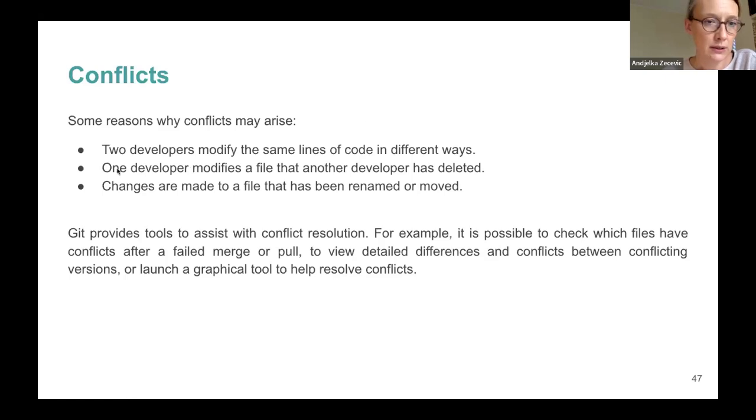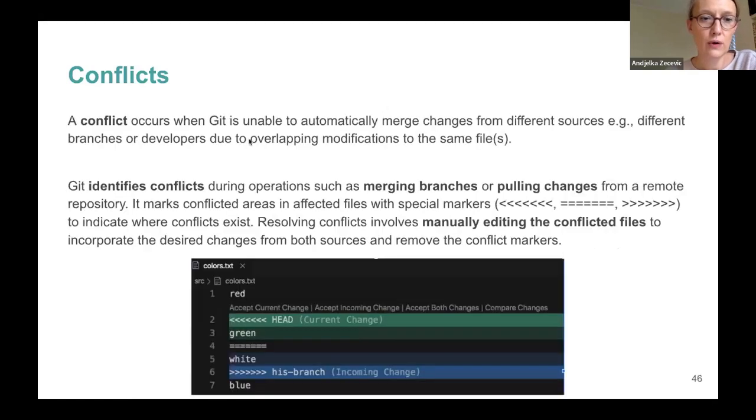And also a conflict can happen if one developer modifies a file and another developer deletes it, or if a file has been renamed or moved. It is also complicated to track. So in these various situations, Git provides us with so-called conflict notifications, so we can manually go through, revise the conflicted files and decide on the proper content.